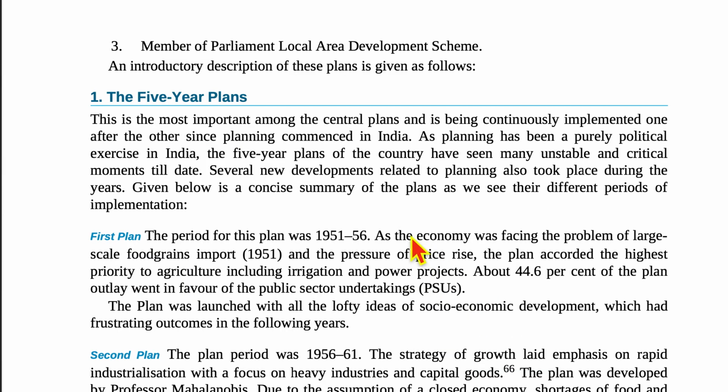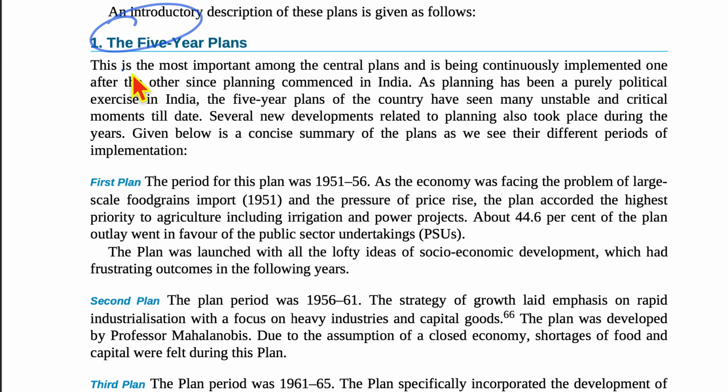Now, starting with the five-year plans. The first five-year plan is the most important among the central plans and is being continuously implemented one after the other since planning commenced in India. As planning has been a purely political exercise in India, the five-year plans of the country have seen many unstable and critical moments till date. Several new developments related to planning took place during the years. Given below is a concise summary of the plans, as well as their different periods of implementation.